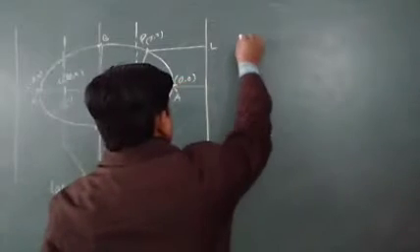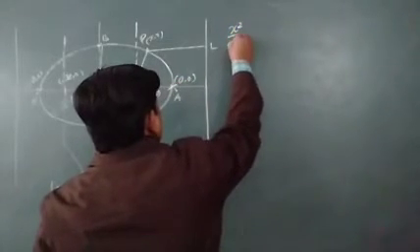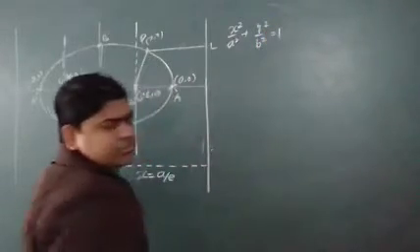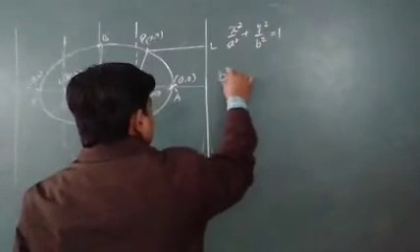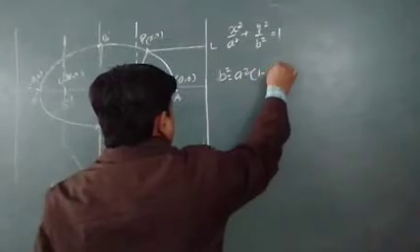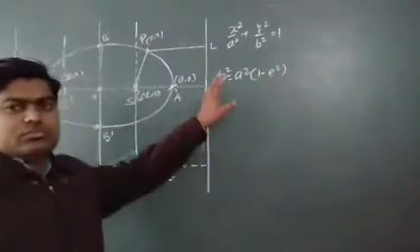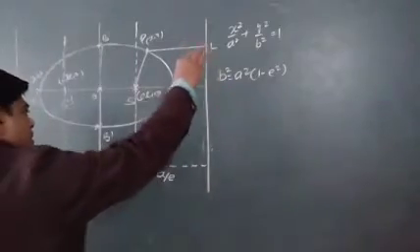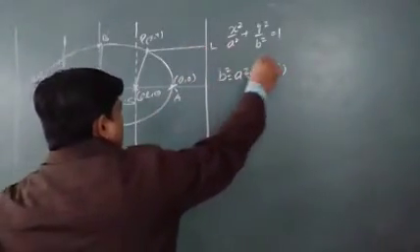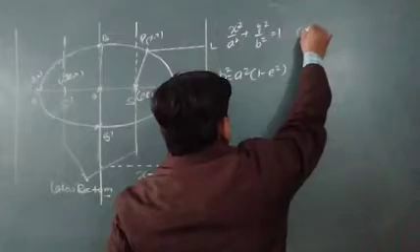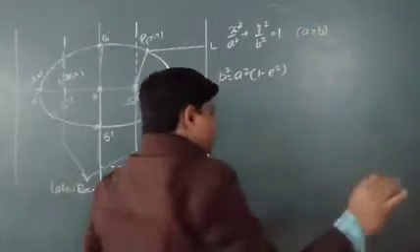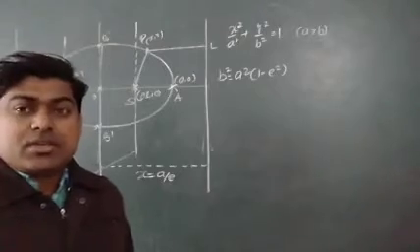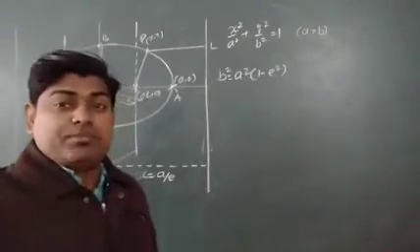See, for this ellipse, it is x²/a² + y²/b² = 1, where b² = a²(1 - e²). These are the basic things you should know. Now, we know very well that a is greater than b. Actually, in your book and many other books, the case is also taken where a is less than b. Then what will happen?